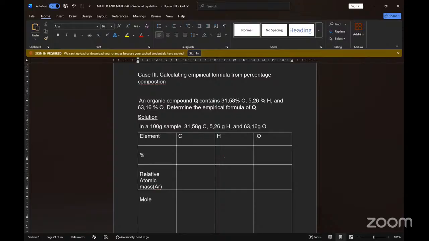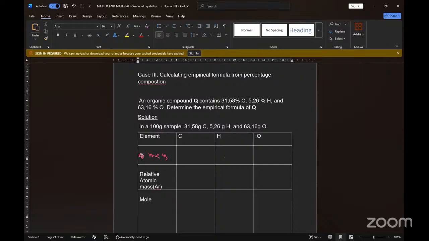This one says that an organic compound Q contains this of carbon, this of hydrogen, and this of oxygen. Determine the empirical formula. So we go straight and say that in a 100-gram sample, we are going to have 31,58 grams of carbon, 5,26 grams of hydrogen, and 63,16 grams of oxygen. So this is actually mass here.